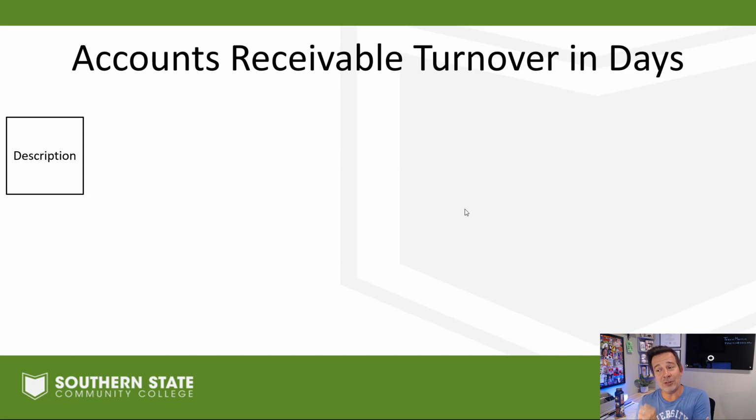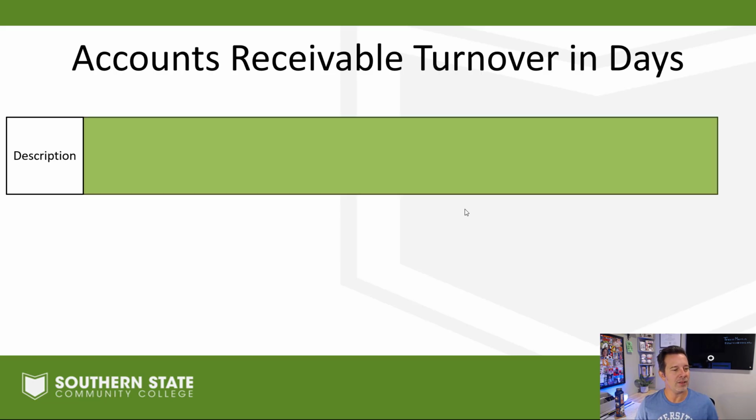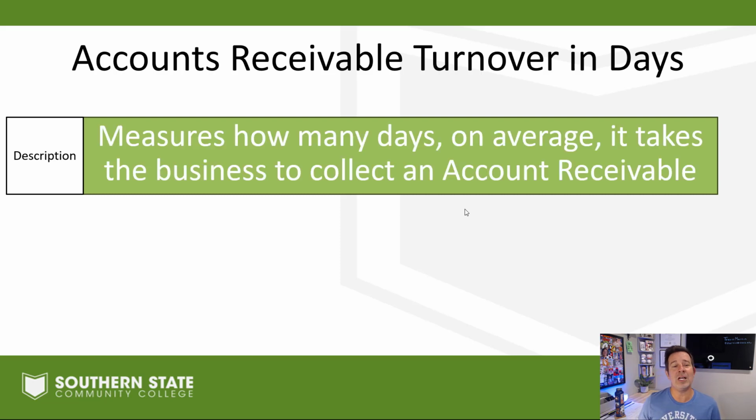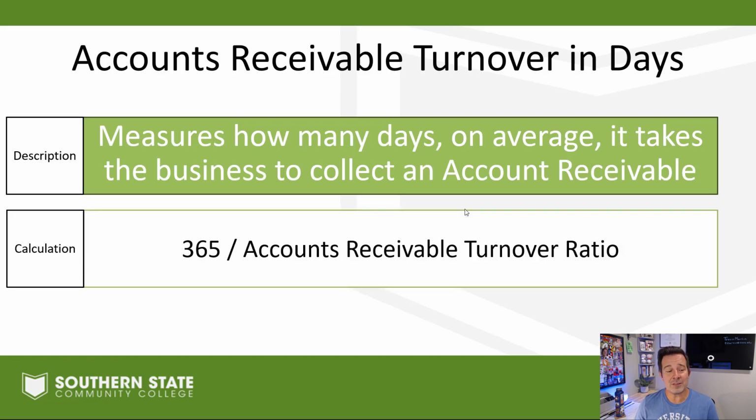That's where ratio 2 comes into play. AR turnover measured in days. Now it's going to give us a much better idea of how quickly they're turning those AR accounts. And so it's going to measure how many days on average it takes the business to collect an account receivable. We're going to take 365, divide it by the turnover ratio we just calculated. Whoa, what is 365? The number of days in a year, right? We're measuring the number of days it takes to collect a receivable. So it makes sense that we would use 365.